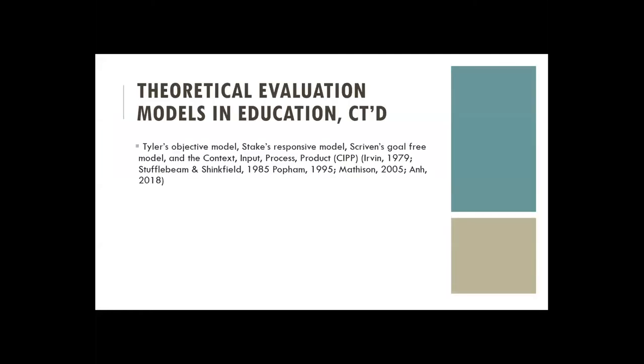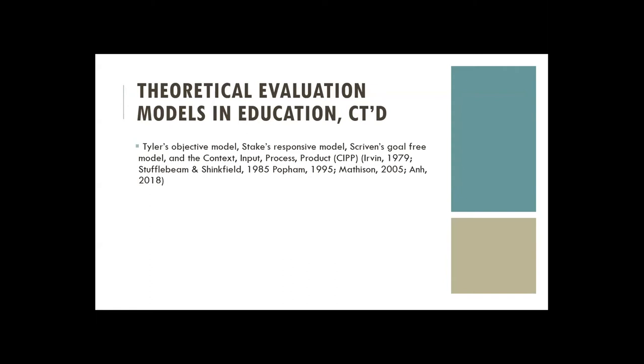A review of literature shows that there are many models available, but the following four seem to be the key ones. There's one called Tyler's objective model, another called the stakes responsive model, and another called Scriven's goal-free model. And the one that I'm going to adopt is called the context, input, process, product model, developed by Stufflebeam and colleagues.